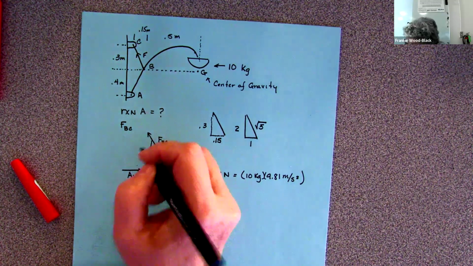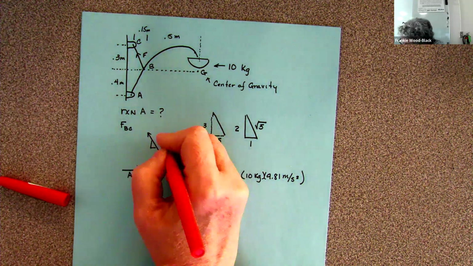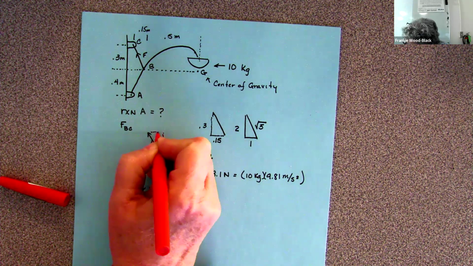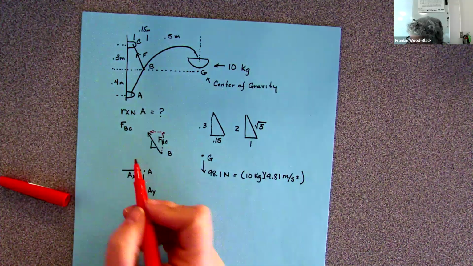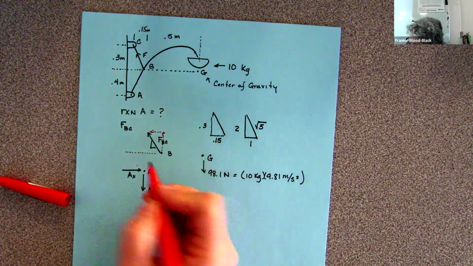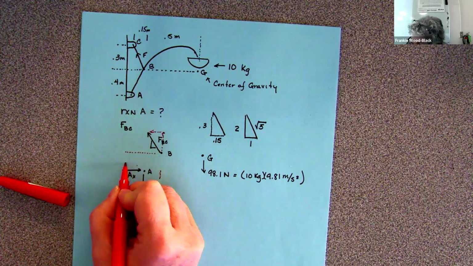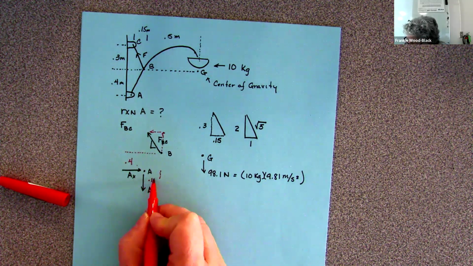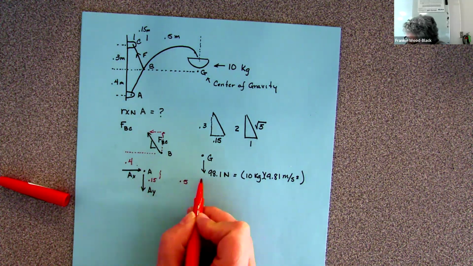So if I do this, I'll give myself my reactions here. I've got my X and my Y, and we've got our distances here. This is going to be my 0.4, and this is my 0.15, and then this is my 0.5.